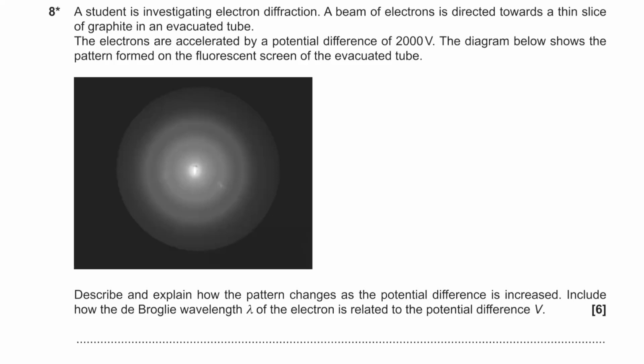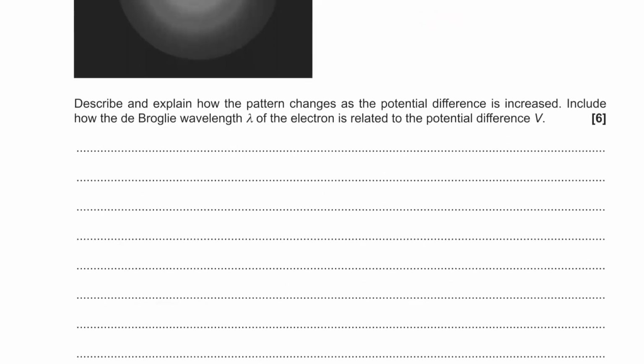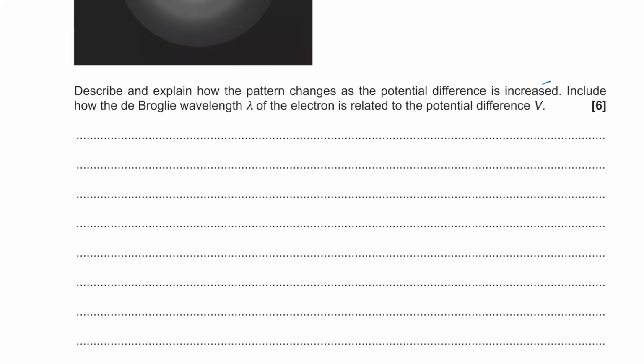8, electron diffraction, PD of that. Okay, describe and explain the pattern changes as the PD is increased. Include how the de Broglie wavelength is related to, okay. So we know that de Broglie wavelength is equal to h over p, or h over mv. However, if we're talking about accelerating electrons, we know that ev is equal to half mv squared.